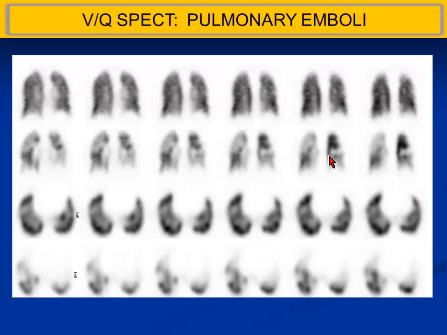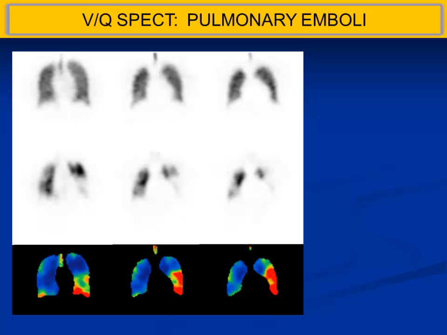Ventilation looks normal, perfusion shows multiple defects which are unmatched on ventilation, so it's multiple pulmonary emboli. And this is another example of normal ventilation and abnormal perfusion. Using the VQ quotient, it shows the areas involved as mismatch areas. This is quite useful if you have small subtle defects, but you should be careful when you are using the ventilation perfusion quotient.